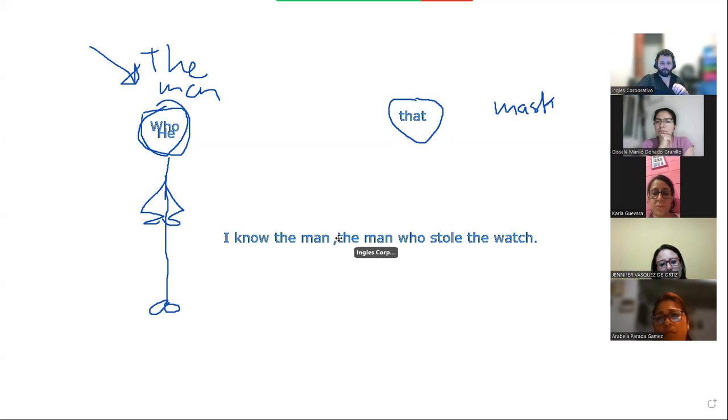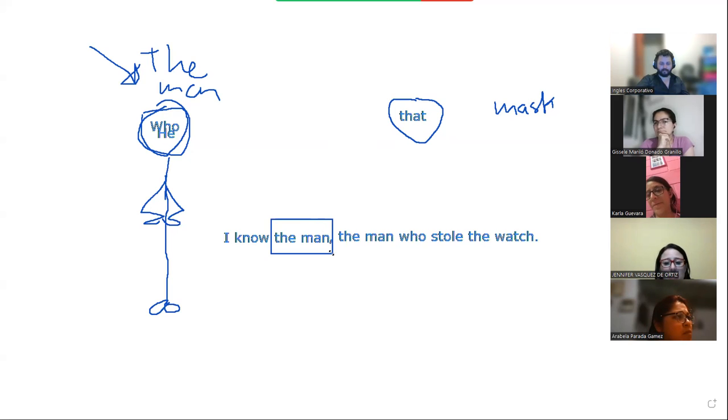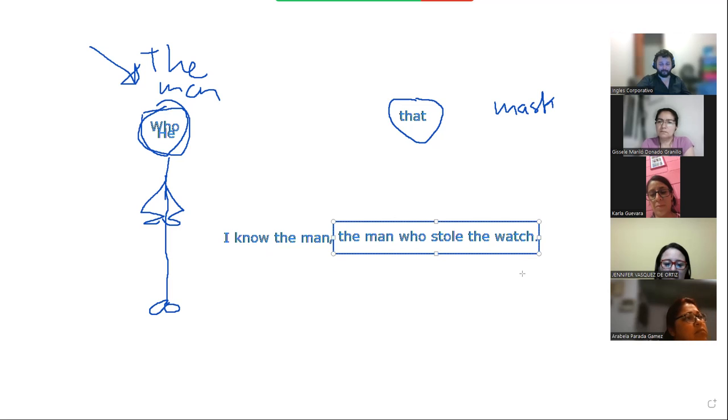Now, what's wrong with this sentence? It is using the same word. Very good, exactly right. It's very repetitive, so relative pronouns help with this problem. This sentence was suffering a very bad disease, it was too repetitive. And who came to cure the pain? Relative pronouns. So we can say who.